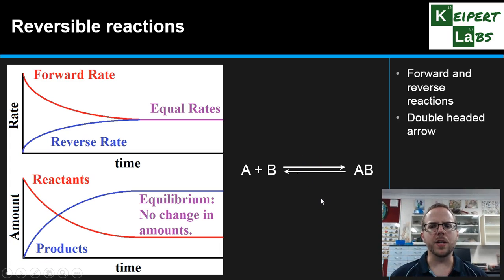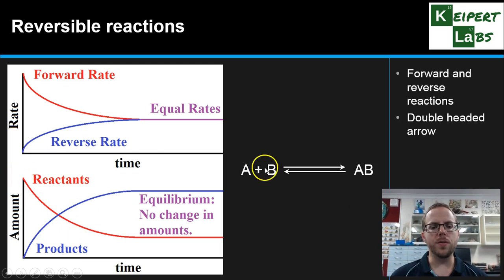The way that we show that is that we use this double-headed arrow in the middle. So what we're representing is two separate elements, A and B, combining together to form AB, a compound. And so what we're saying here is that as we start off, we will have all A and B as separate elements. So we have a high level of reactants to start with. And we have zero products because the reaction hasn't started yet.